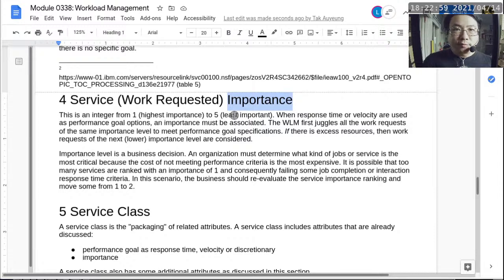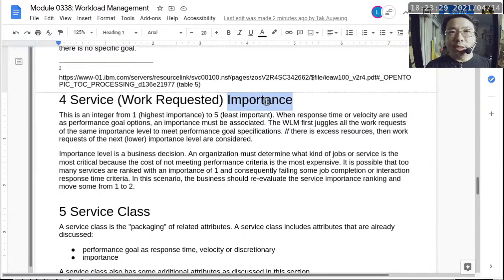Now, when you specify a surface class, it's a part of a surface class specification, and if you don't specify anything, it will default to a value of 3. So 3 is kind of like average. 2 is slightly important, 1 is highly important, 4 is not too important, and 5 is not important at all. Okay. So what does it mean?